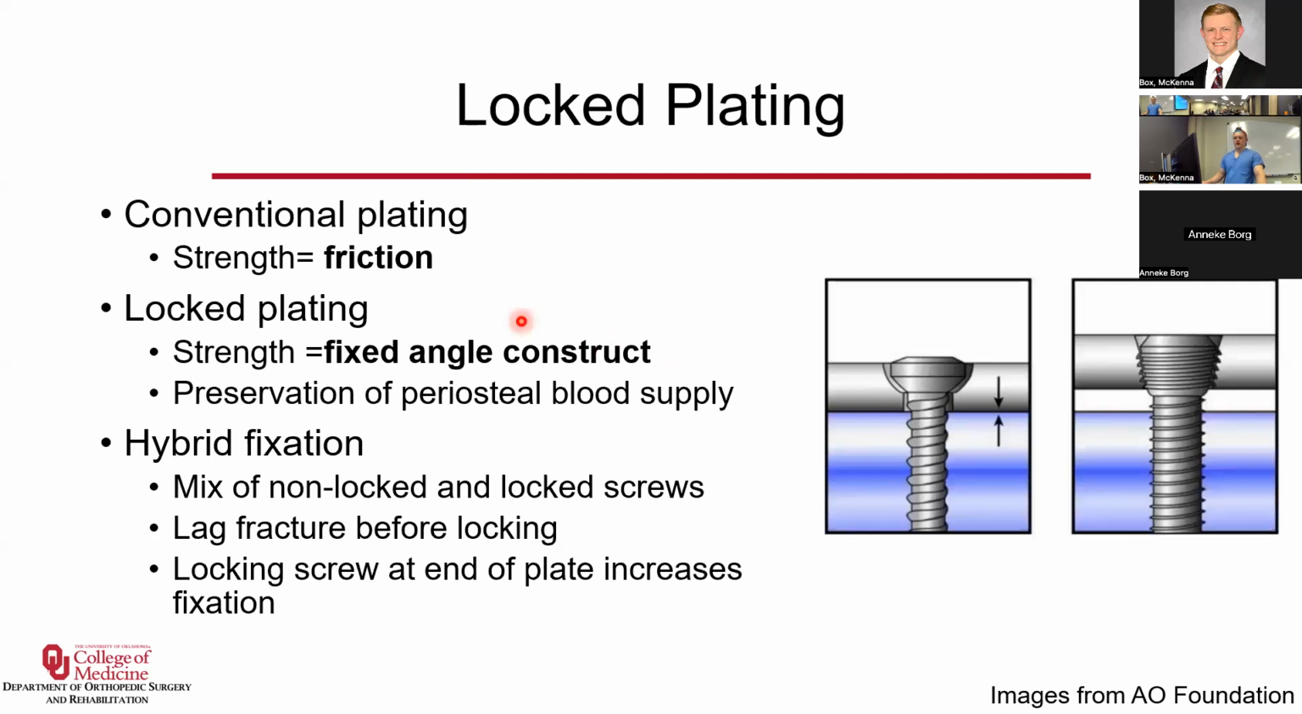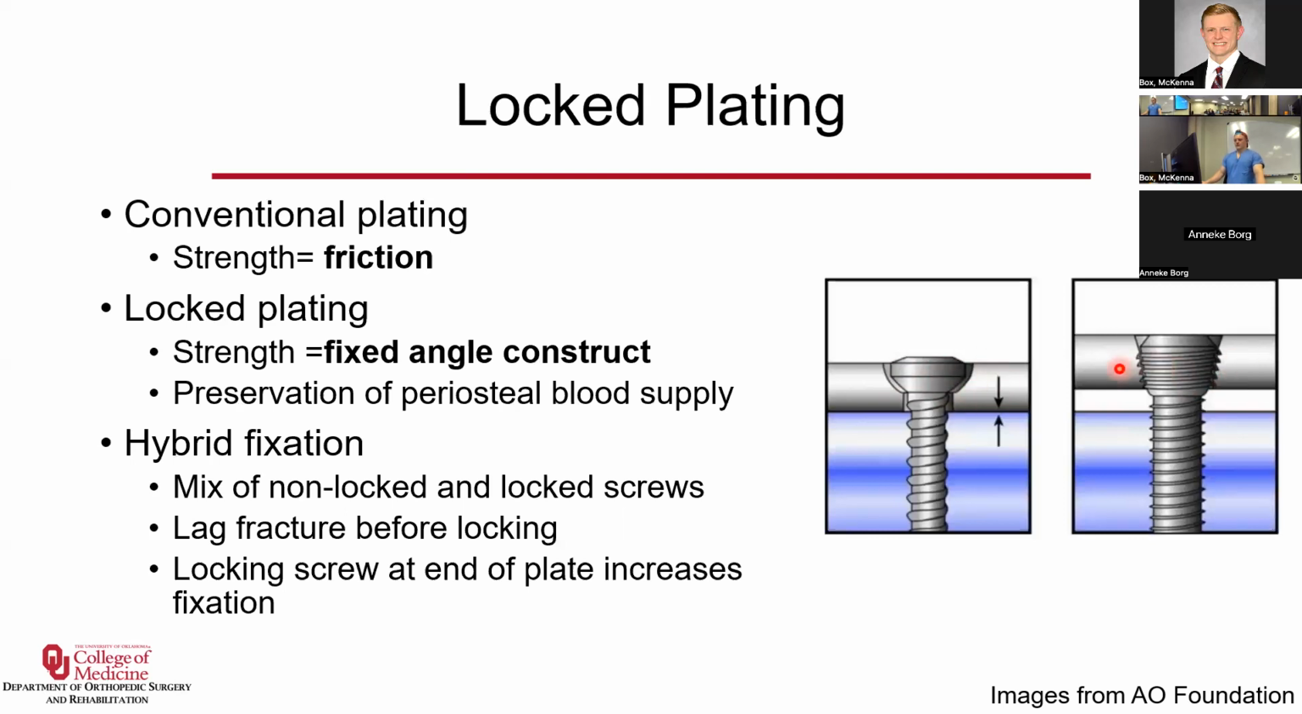So kind of going back to the lock plating that I was talking about with the lock screws. With conventional plating, how the plate gets strength is from friction between the plate and the bone, versus lock plating, where the plate doesn't have direct contact with the bone, and it gets strength from being a fixed angle construct. So what that means is, since the screw and the plate aren't connected to each other, as I mentioned, the screw can toggle in the hole.